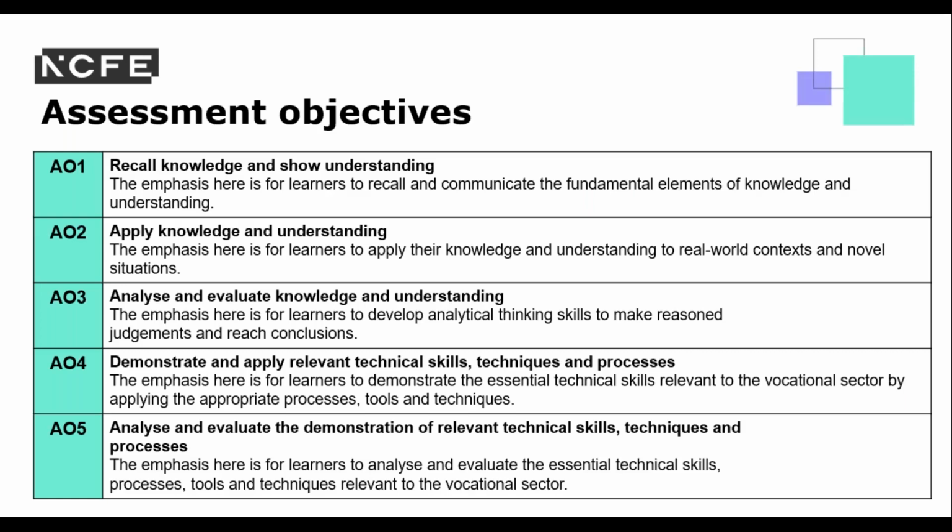The assessment objectives provide a consistent framework for learners and are applied synoptically, allowing learners to show their knowledge, understanding and skills from across the full breadth of the qualification. The AOs will be assessed against the content in our technical awards. They are AO1, recalling knowledge and showing understanding, AO2, applying knowledge and understanding, AO3, analyze and evaluate the knowledge and understanding, AO4, demonstrate and apply technical skills and processes, and AO5, manage and evaluate the project.